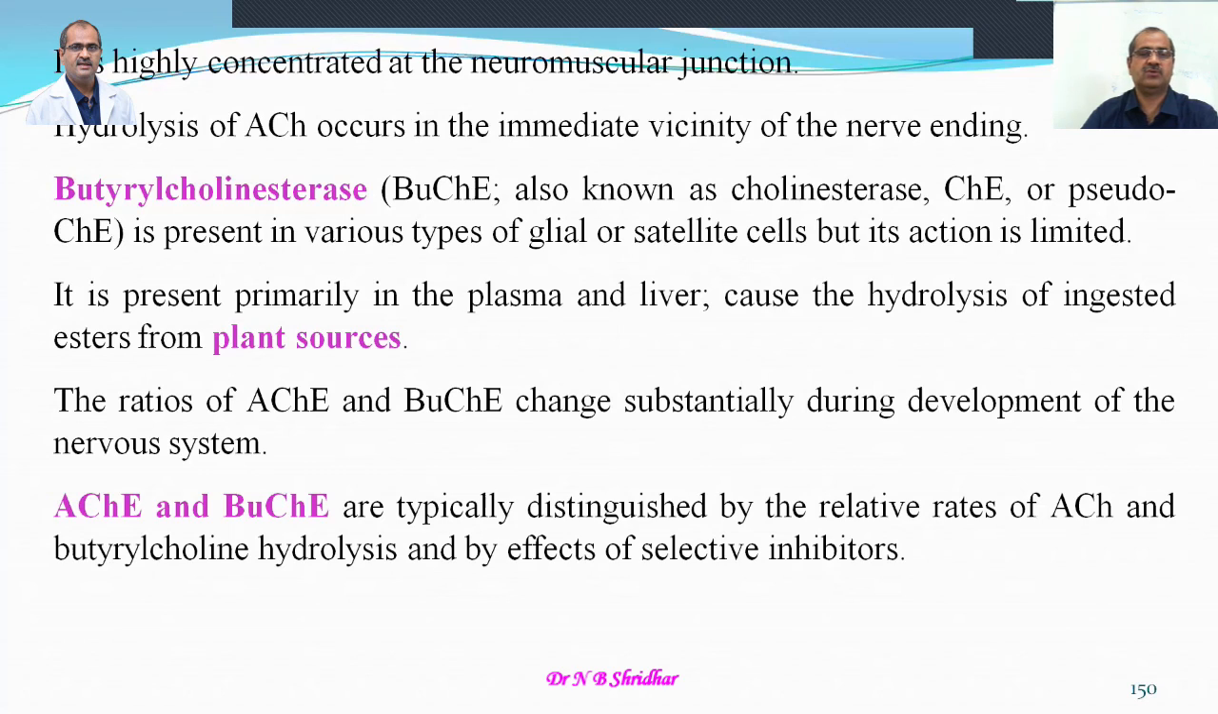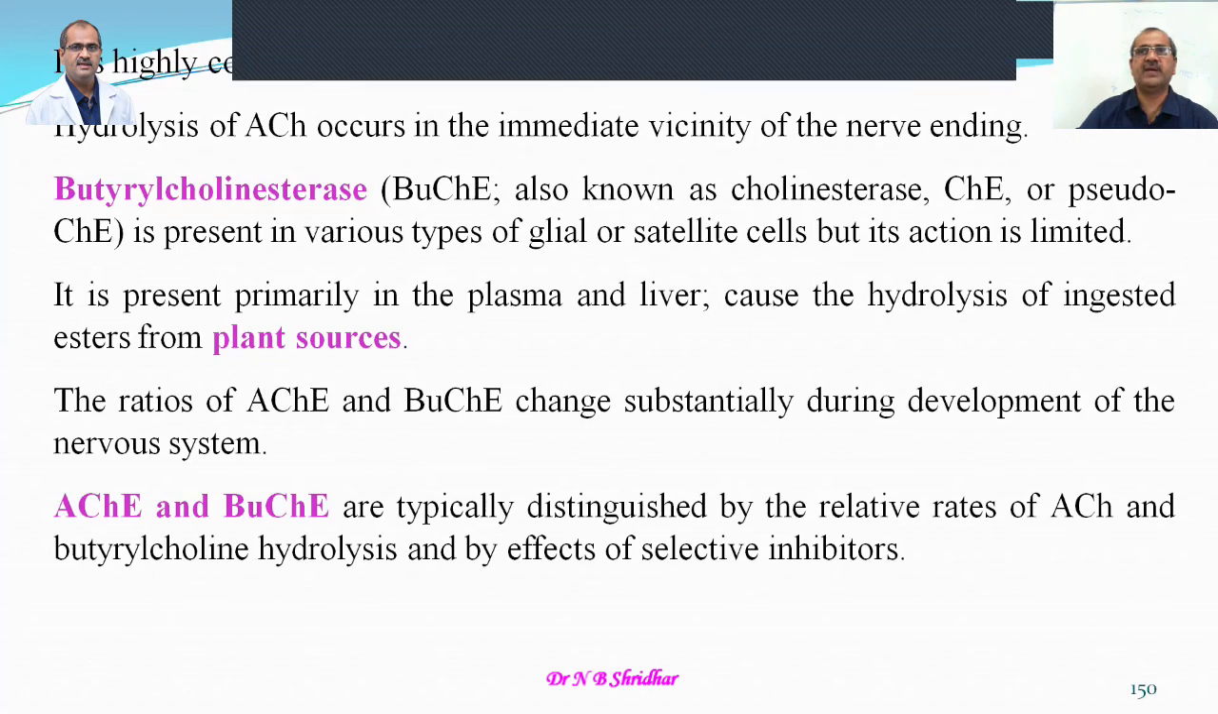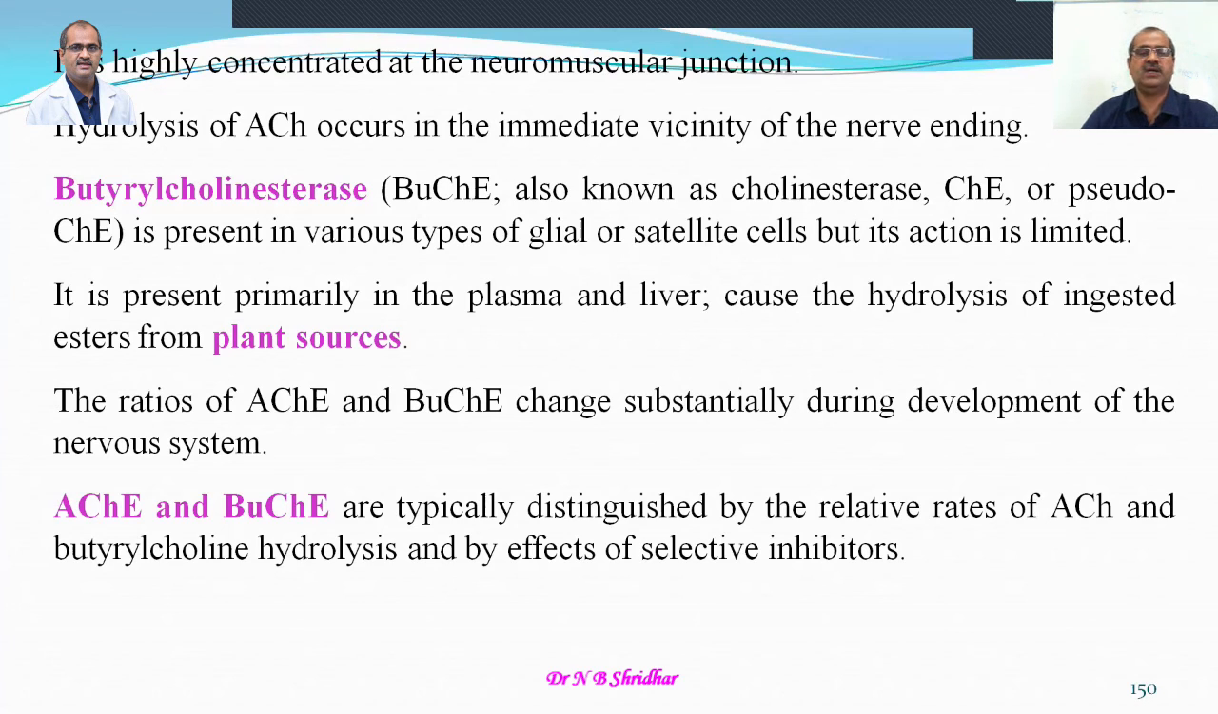Acetylcholinesterase and butyrylcholinesterase are typically distinguished by the relative rates of acetylcholine and butyrylcholine hydrolysis and by the effects of selective inhibitors. So whenever any materials, especially esters from plant sources, come in, then butyrylcholinesterase is going to destroy them.